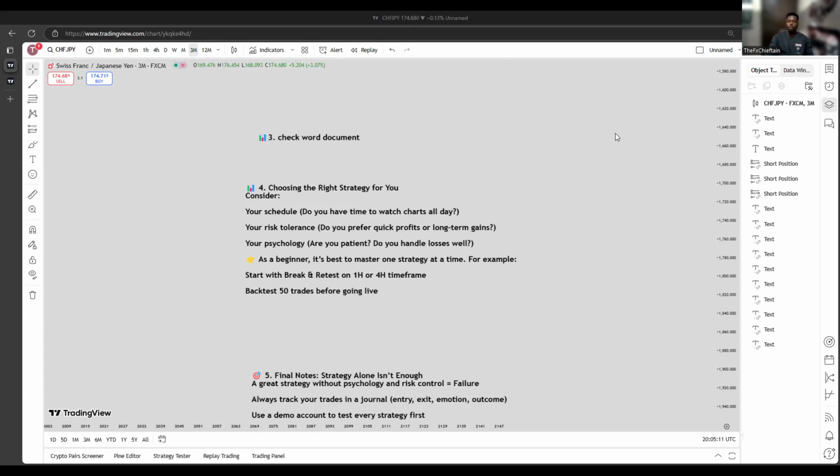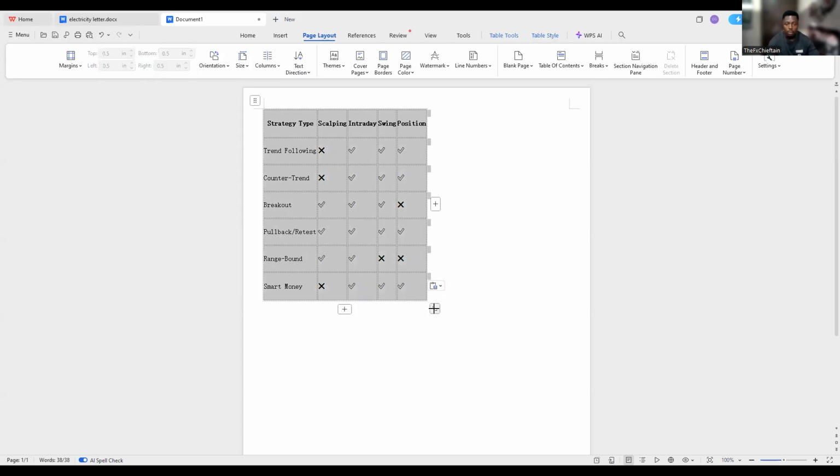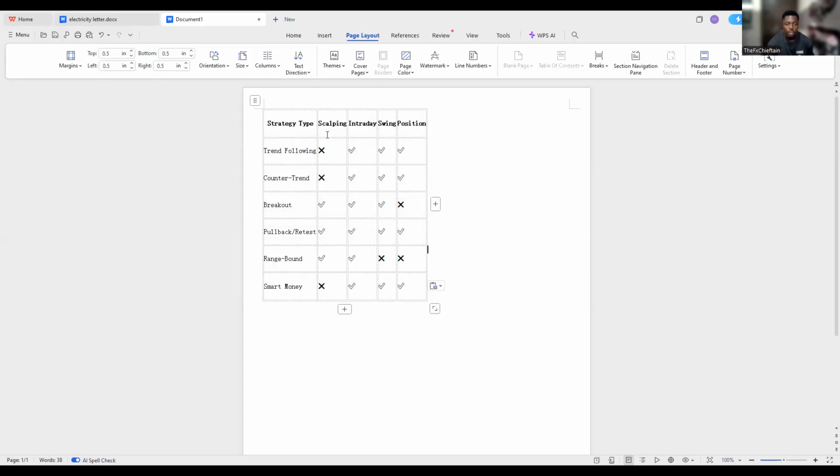So let me share this particular screen with you. This is number 3 I was going to show you guys. You can see the trend following strategy. We have the scalping strategy, swing, position. In trend following, you don't want to scalp; you want to intraday trade, swing, and position. In the counter trending strategy, you don't want to scalp; you want to trade, swing, and position. For breakouts, you want to scalp.